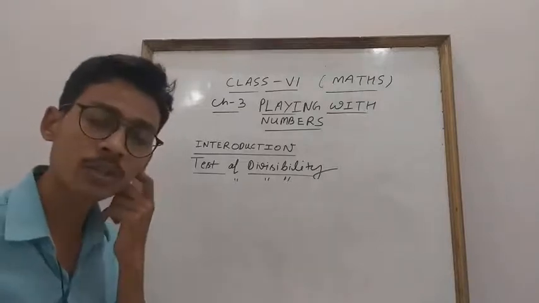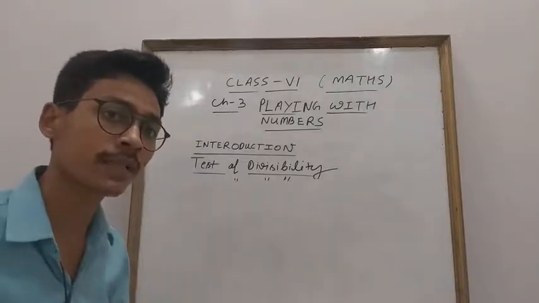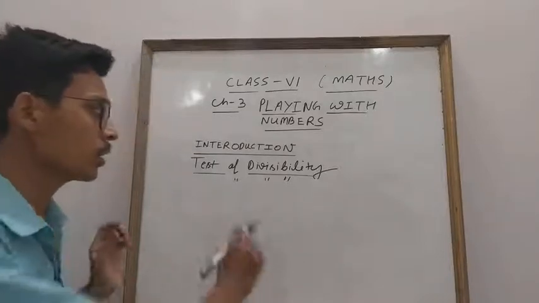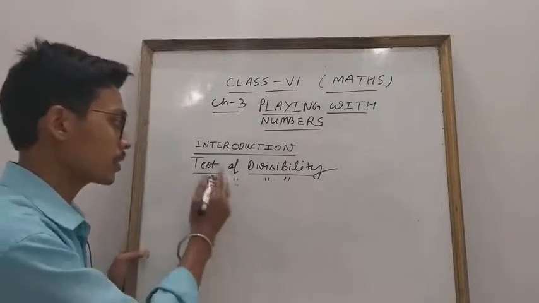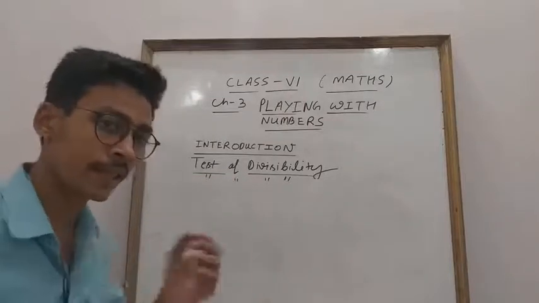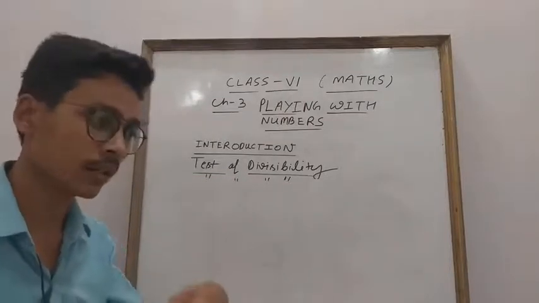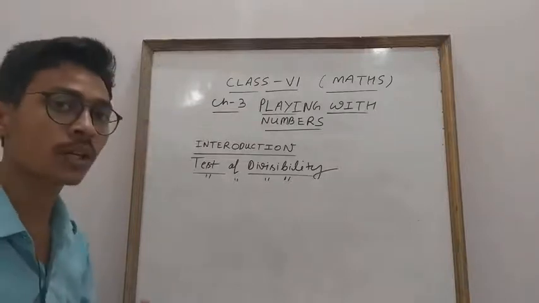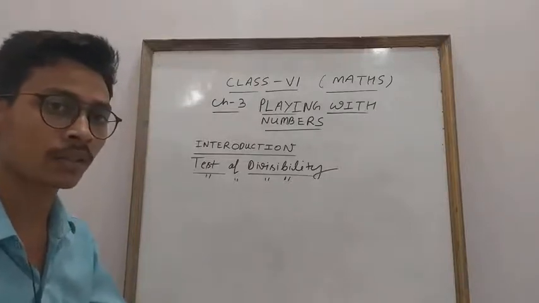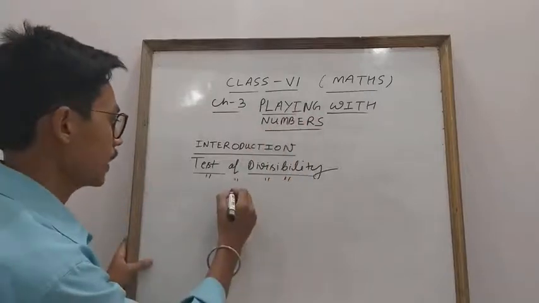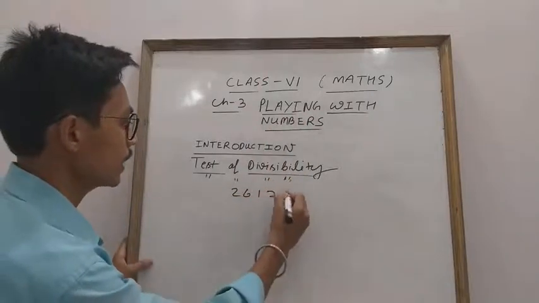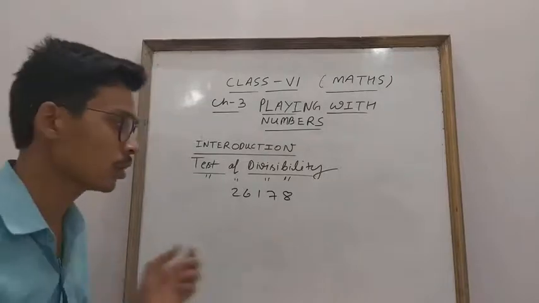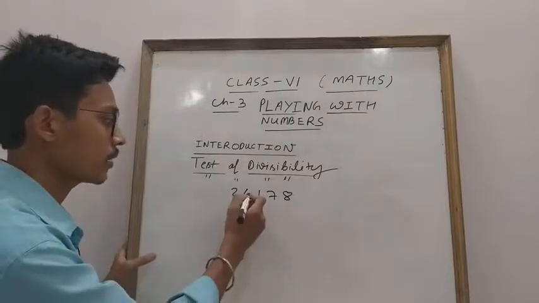But here in this book, student, the test of divisibility by 7 is given, so much confusion is given. It says you have to choose the correct blocks. For example, if 2 6 1 7 8 is given, you have to choose the correct blocks, how to go from right to left, left to right. So it will take so much time.